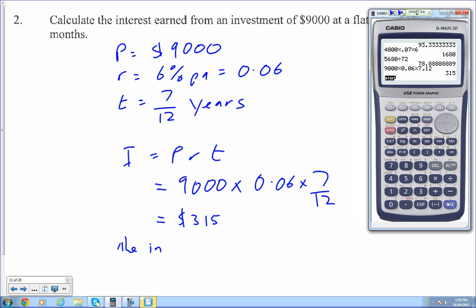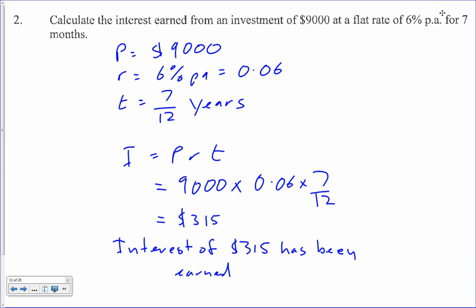The interest, so let's write that somewhere. Interest of $315 has been earned. So let's go to the next one.